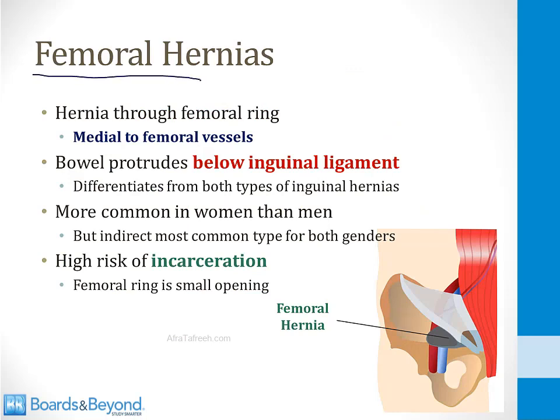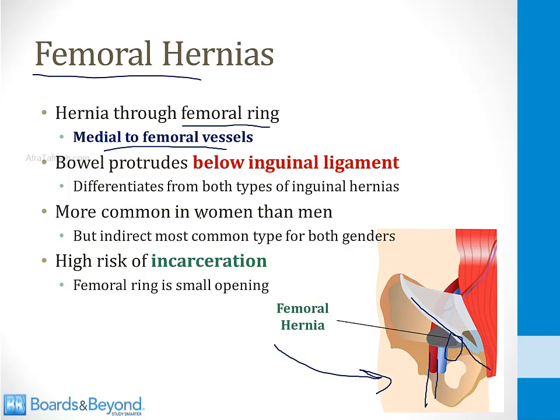This is where a loop of bowel herniates through the femoral ring, and we talked about the anatomy of the femoral sheath and the femoral ring before, and the femoral ring is medial to the femoral vessels. If we look at this picture on the screen here, this is the femoral artery and vein, and medial to that is the femoral ring where a femoral hernia will be. This is the only type of hernia where the loop of bowel protrudes below the inguinal ligament. In indirect and direct hernias, the bowel protrudes above the inguinal ligament.